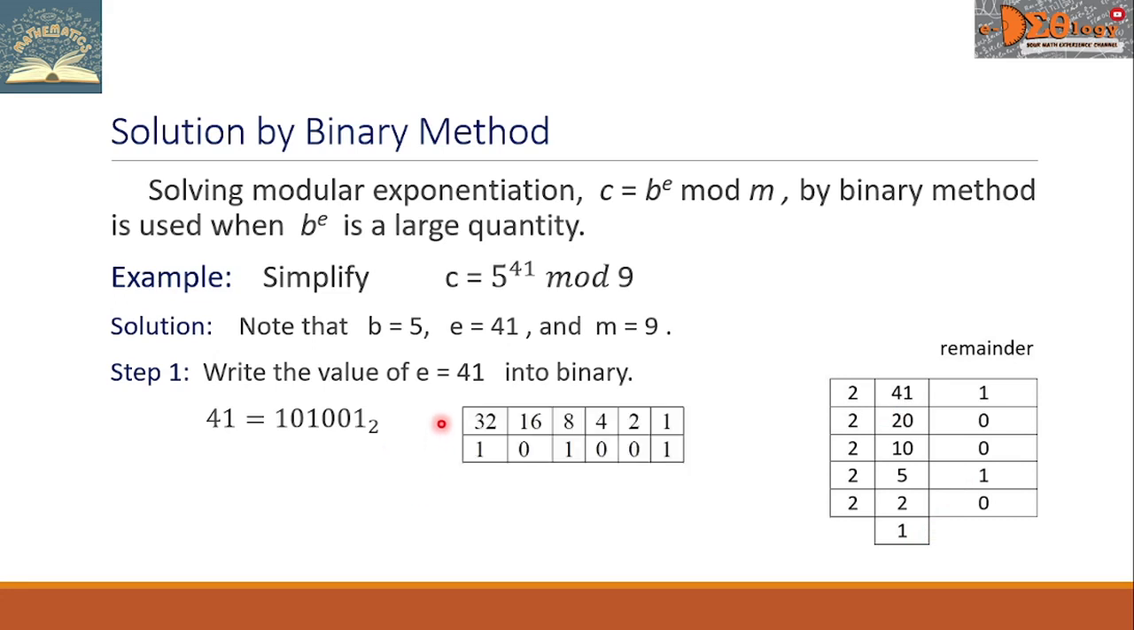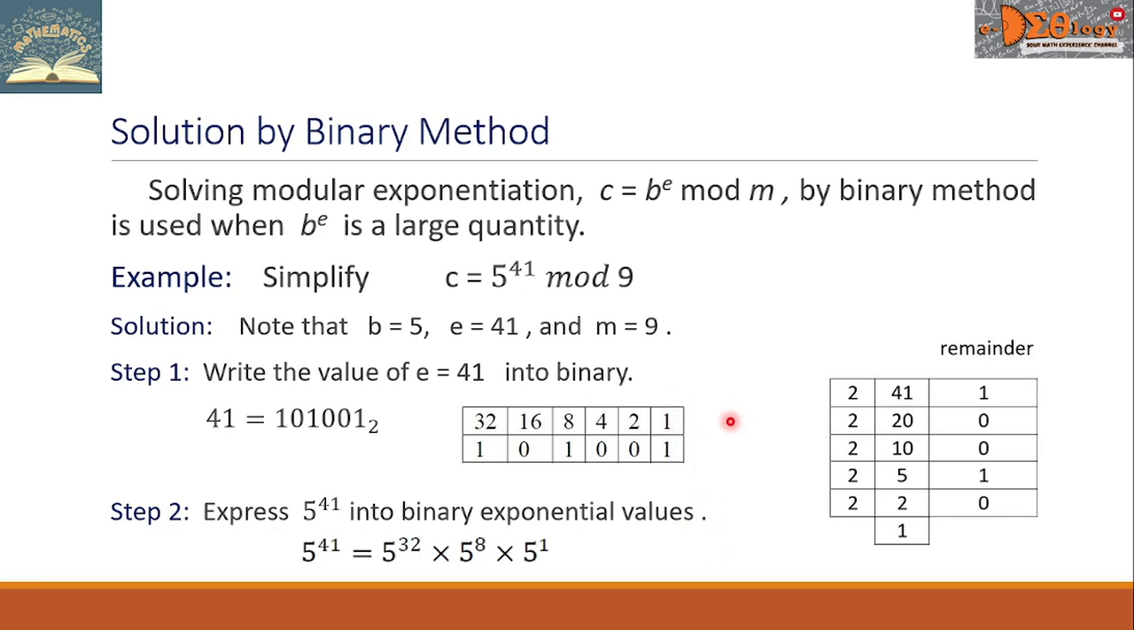Remember that in our binary table, this number 1 here corresponds to 32, the number 0 for 16, 1 is for the 8, 0 for the 4, 0 for number 2, and 1 for number 1. Step 2. Express 5 raised to 41 into binary exponential values. It means, using our table here, we write like this.